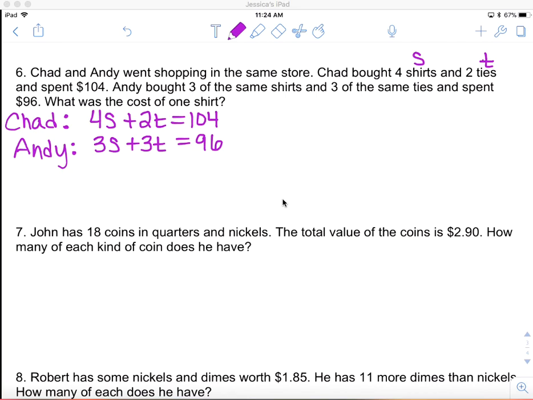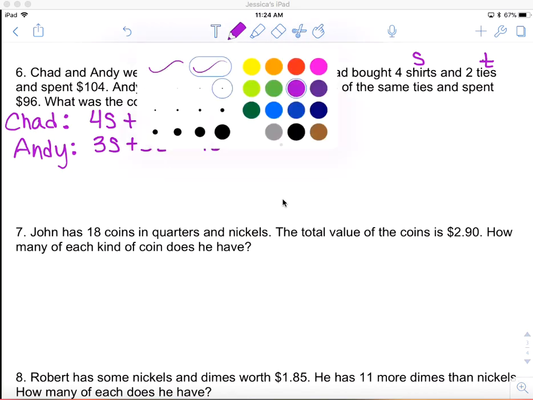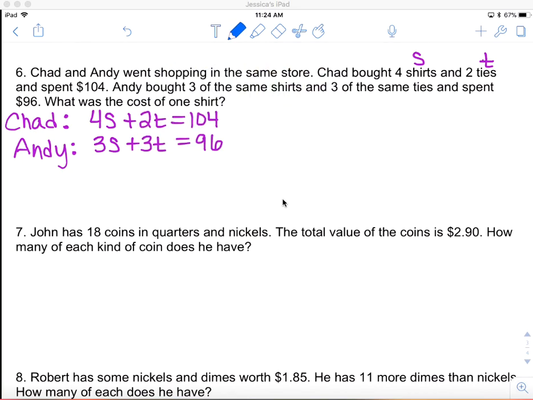Now we're trying to solve for the cost of 1 shirt. You can use substitution or elimination on this problem. I am going to use elimination since my S's are lined up, my T's are lined up, and my equal signs are lined up. Now, in order to get this to eliminate, I need to do some multiplying here. Since there is nothing I can multiply by 3 to get 4, or by 2 to get 3, I have to multiply both equations here.